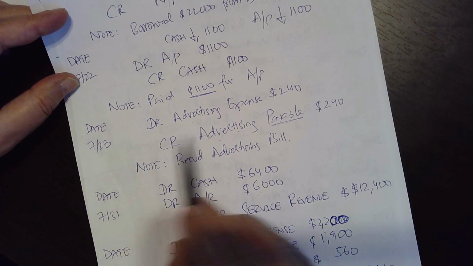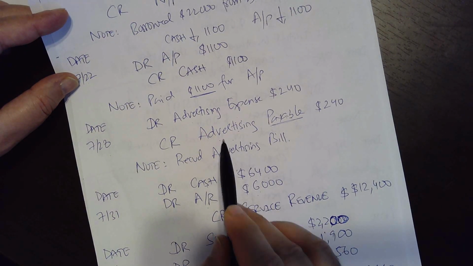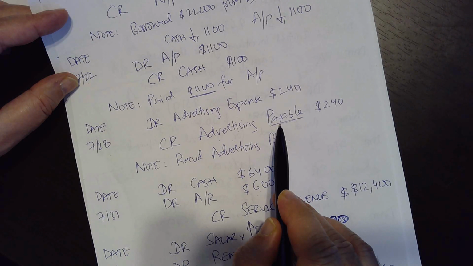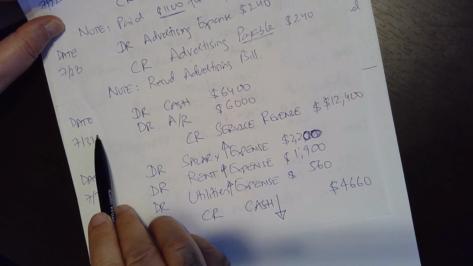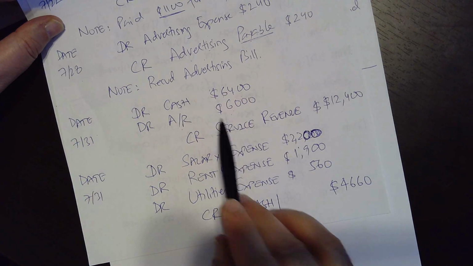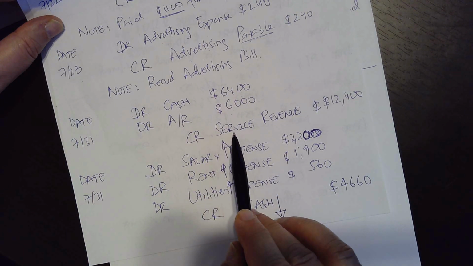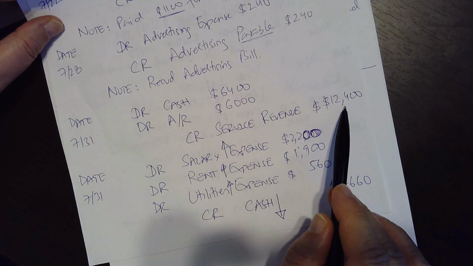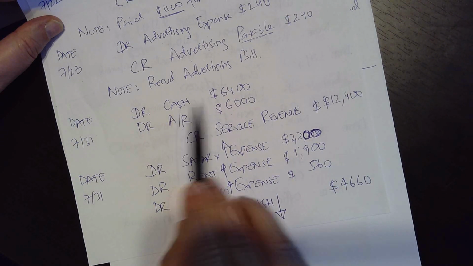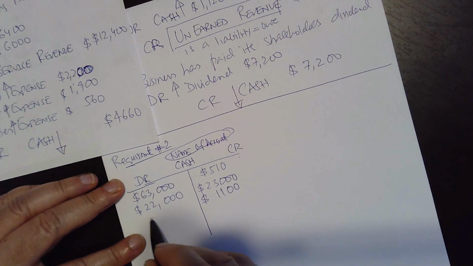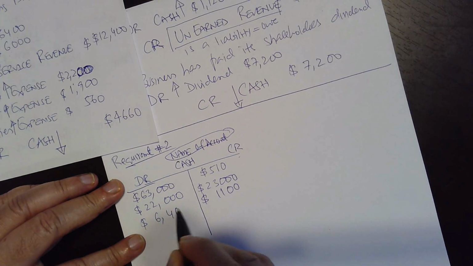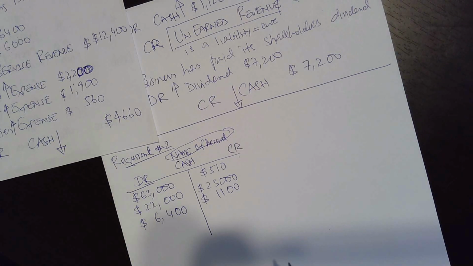On July 28th, we receive an advertising bill, but we have a payable because we didn't pay any cash. On July 31 again, we have credited our service revenue for $12,400, out of which $6,400 is cash. So we're going to put $6,400 over here as a debit.